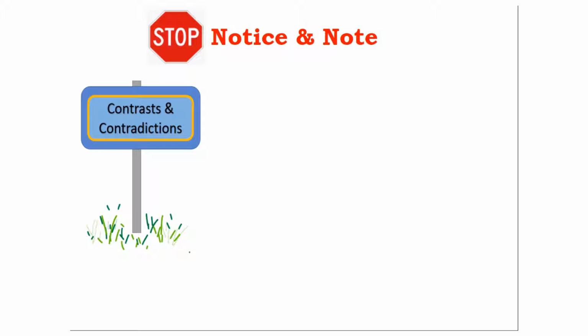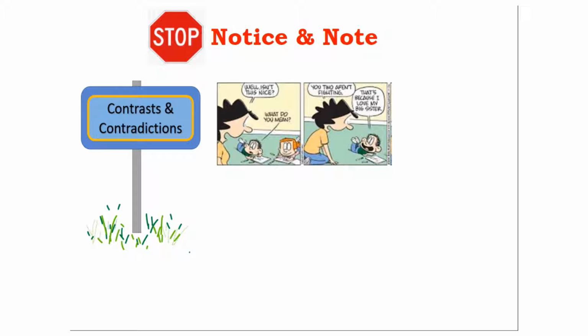The first signpost is called contrasts and contradictions, and you probably use this all the time in your real life. When you see someone who's acting in a way they don't usually act, you stop and ask yourself, what's going on? Why are they acting this way? We do this in text too.